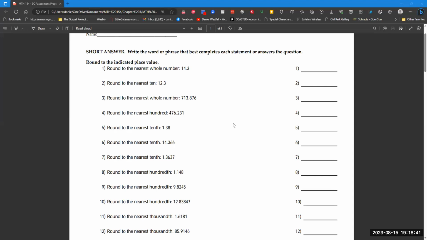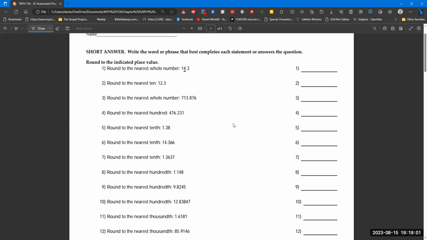In this video, we're going to round to the indicated place value. These are just regular rounding rules as you're used to. Since we're rounding to the nearest whole number, that's here. We're looking at the next digit after that to tell us whether we're going to round down or round up.